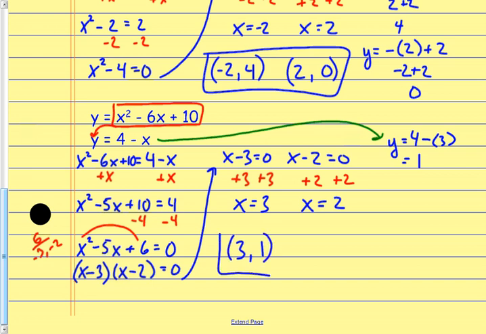And then I do the same thing with the next one. That's going to be 4 minus 2, which is a 2. So I get the ordered pair 2, 2. So my two solutions here are 3, 1 and 2, 2.